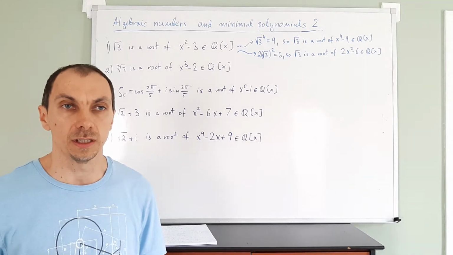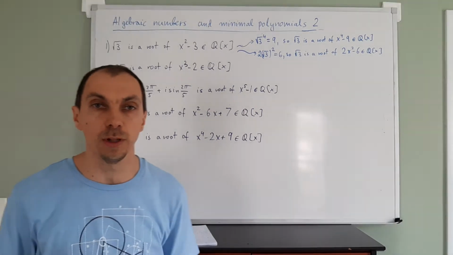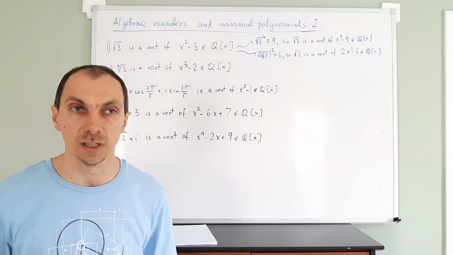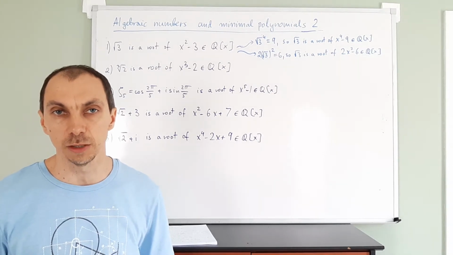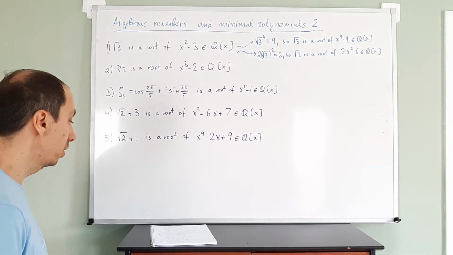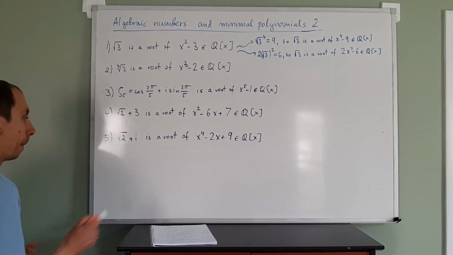However, every one of these elements has a certain polynomial with coefficients in Q that has some nice properties. And that polynomial turns out to be unique, which is something that we're going to prove today. These polynomials are called minimal polynomials. So let's make a definition.